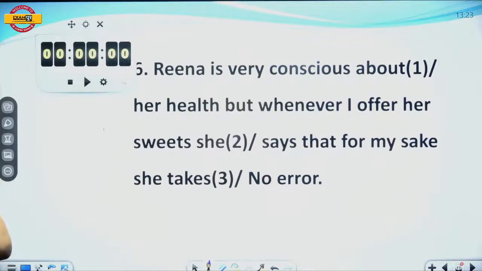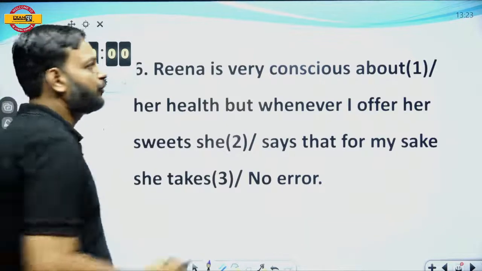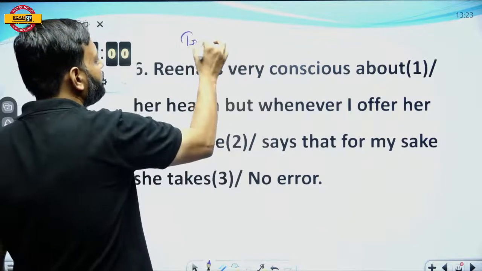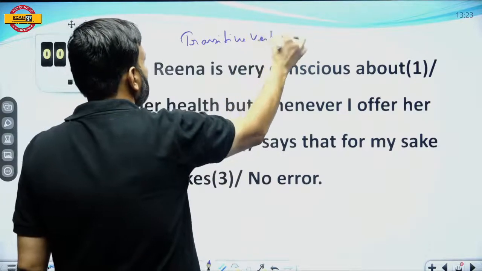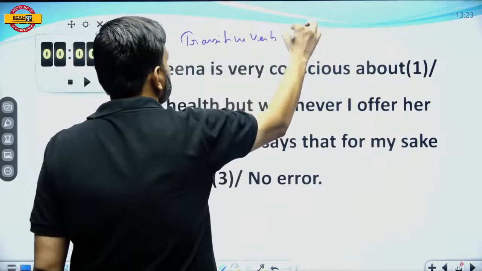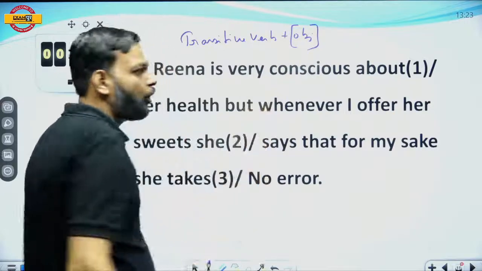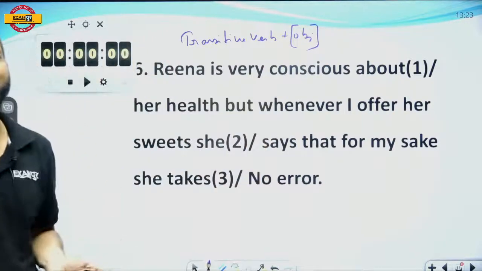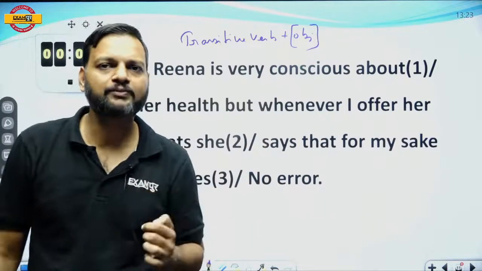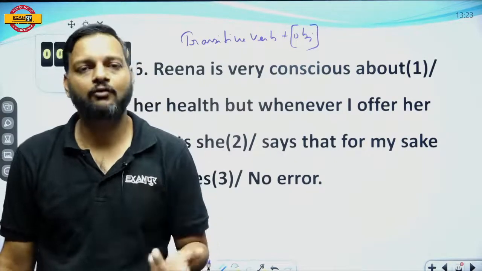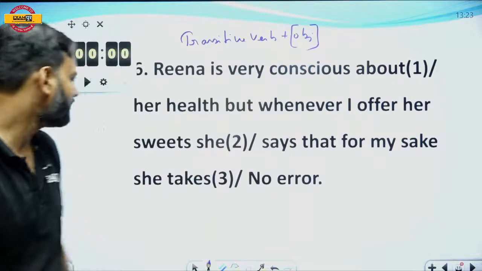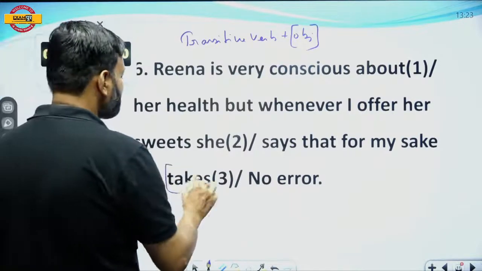Okay. See, yesterday I told you that a transitive verb is always followed by an object. Without an object, a transitive verb is incomplete. If there is no object after a transitive verb, it is incomplete, and incomplete means wrong. So here we can see we have takes, which is a transitive verb.